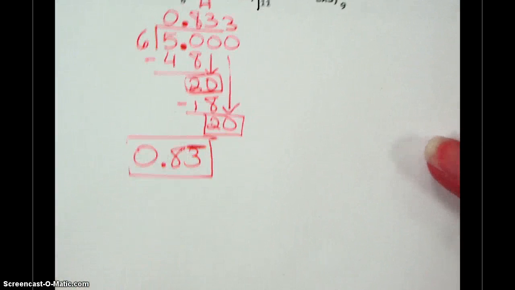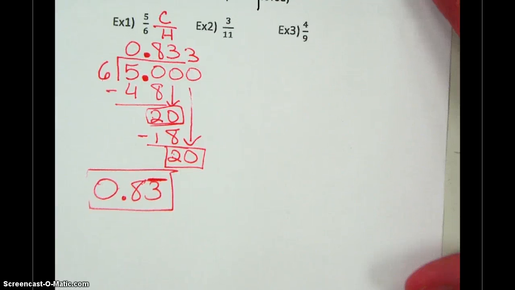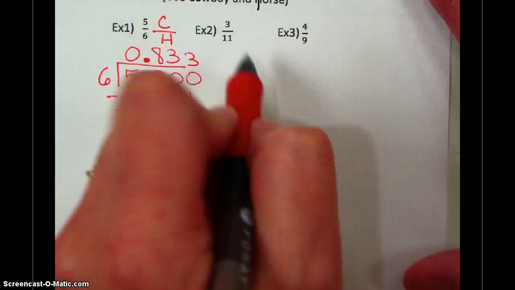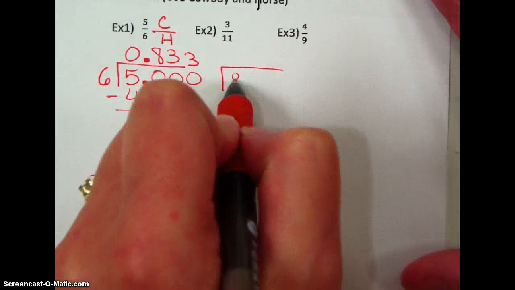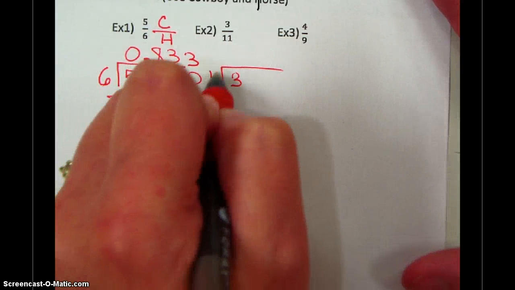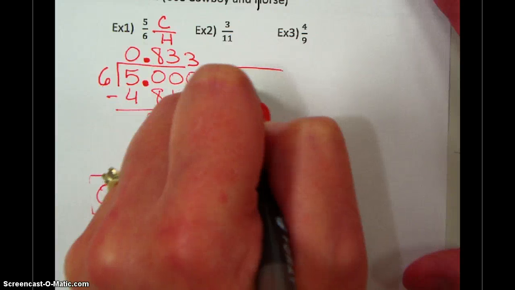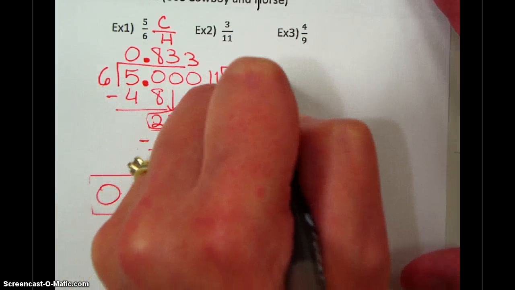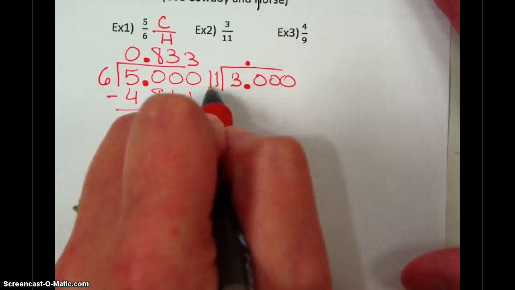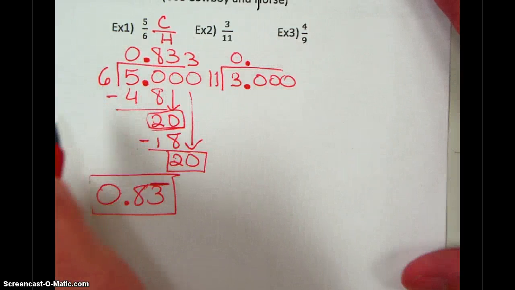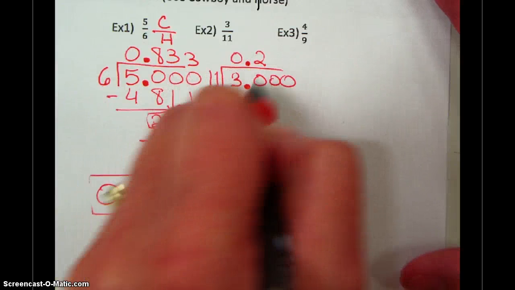Let's head over to example number 2, which is 3/11ths. Again, I'm going to do the cowboy and horse. Set it up. 3/11ths, cowboy goes inside, 11 stays out. Kick off my boots, hang up my hat, and buy 3 donuts. Don't know if I'm going to eat them all, but at least I'm going to buy them. 11 goes into 3, 0 times. 11 goes into 30, 2. 22.